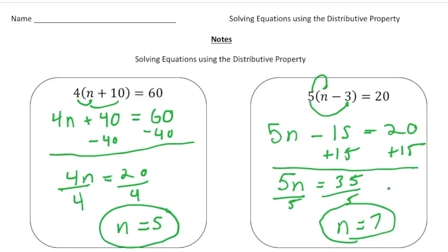All right, so now that you understand a little more about the distributive property, why don't you pause the video and try the your turn problems now. And then when you're done, hit play. You can see how you did. All right, good luck.